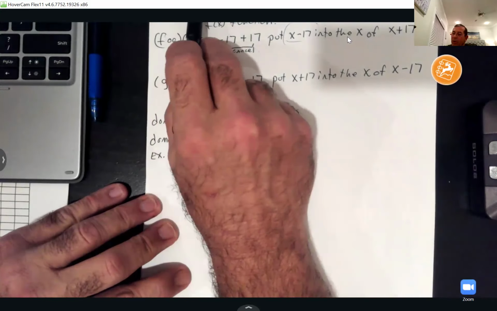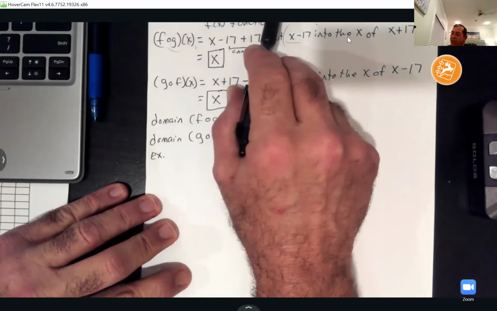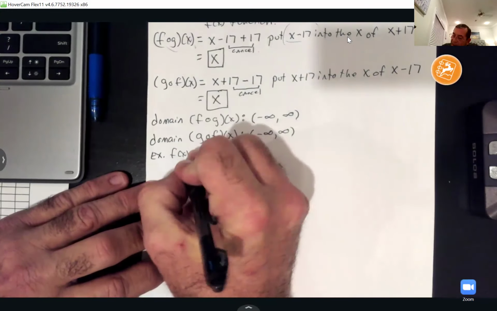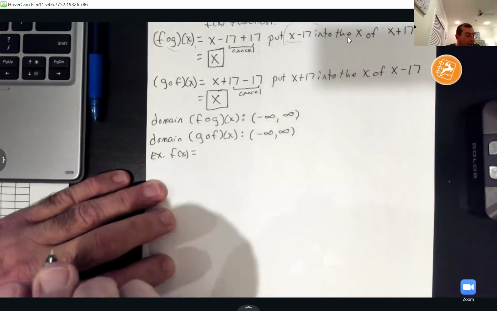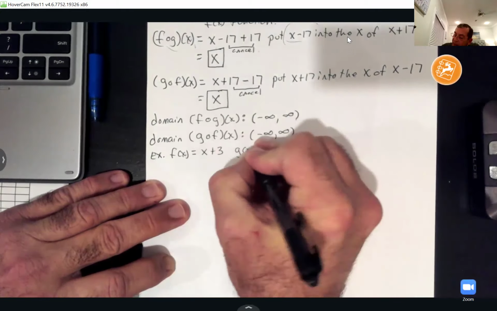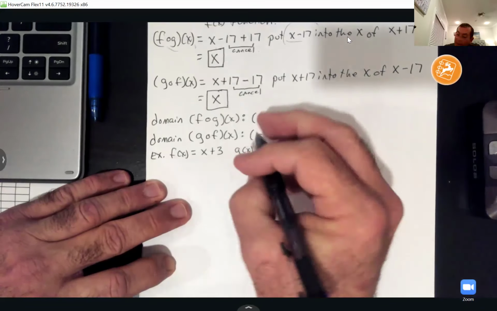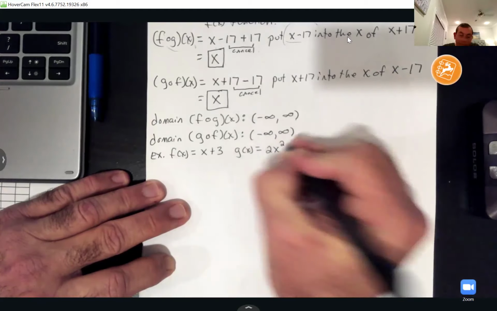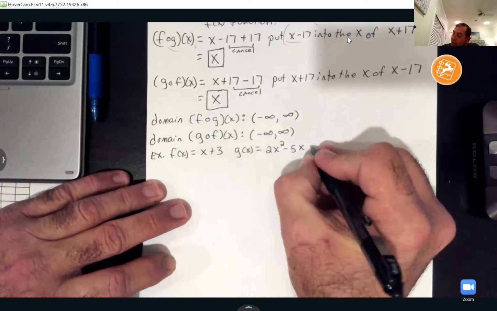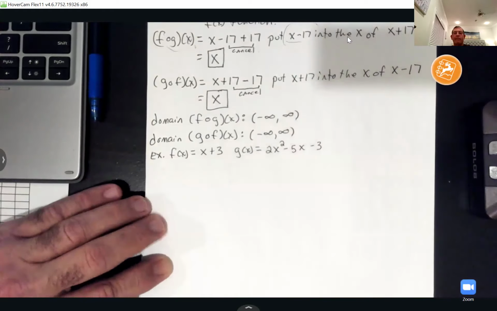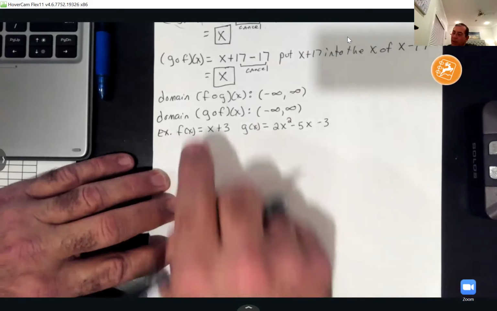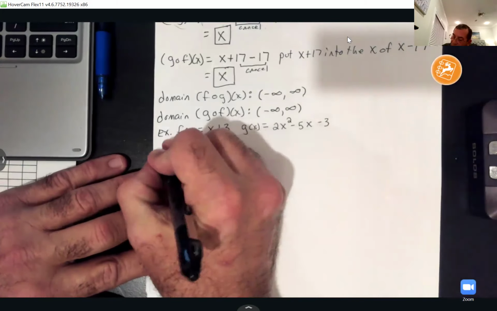All right, so we're still going to do the same thing. We're going to find our f of g, g of f, and the domain of each. This time, f of x is going to equal x plus 3. G of x is going to equal 2x squared minus 5x minus 3. All righty. So let's start with f composed g of x.